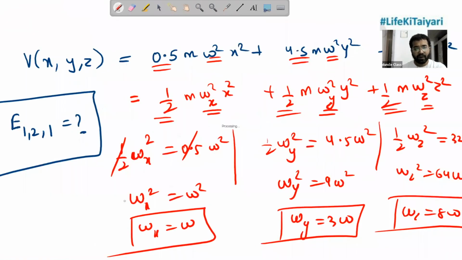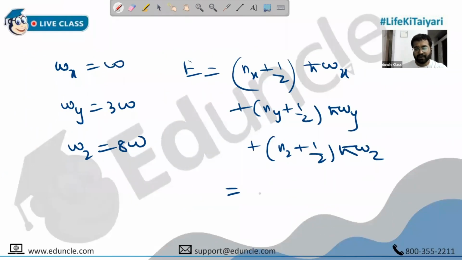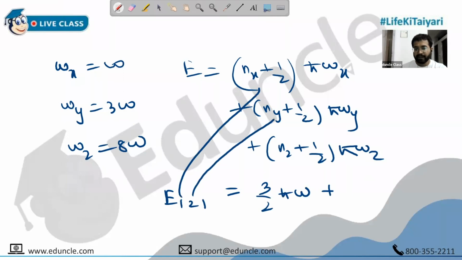And what do we have? 1, 2, 1. So substitute now. 1 plus half, that's 3/2 h cut omega x, which is omega, plus we want to calculate, remember, 1, 2, 1. So I substituted 1. Now substitute 2. So 2 plus half, that's 5/2 h cut into what is omega y? 3 omega, plus substitute 1 plus half, that's 3/2 h cut, what is omega z? 8 omega.